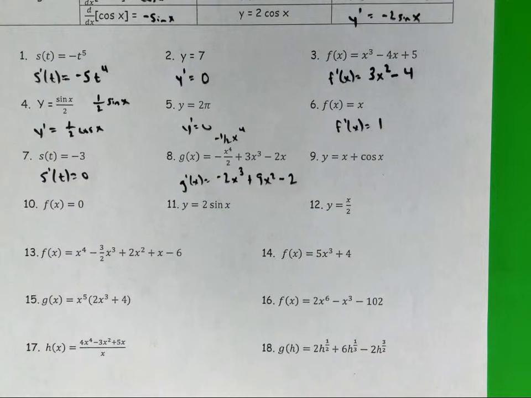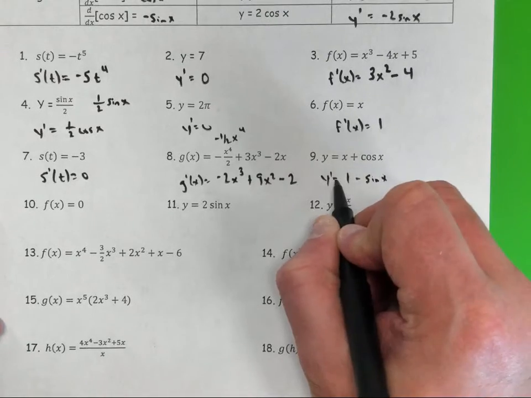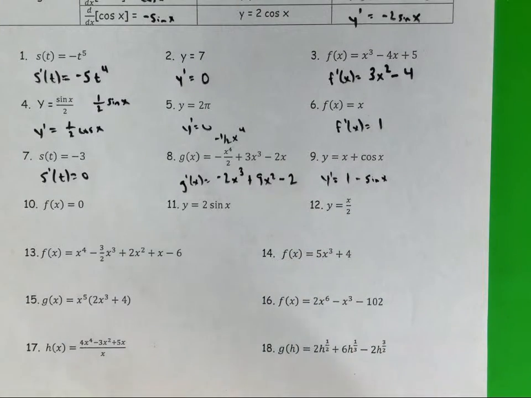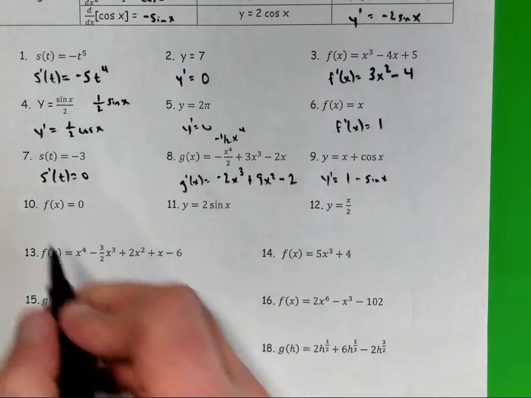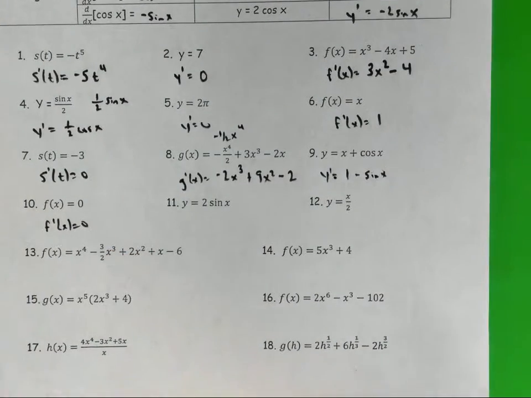All right, number 9. They're separated by plus and minuses, so you're going to take the derivative of this first part and the derivative of that. What's the derivative of x? 1. Very good. What's the derivative of cosine? Negative sine. Very good. So that'd be y prime equals 1 minus sine x. And I put minus because it is negative. 0 is just a number. So what's the derivative of 10? 0. Very good. The derivative of a constant is 0.